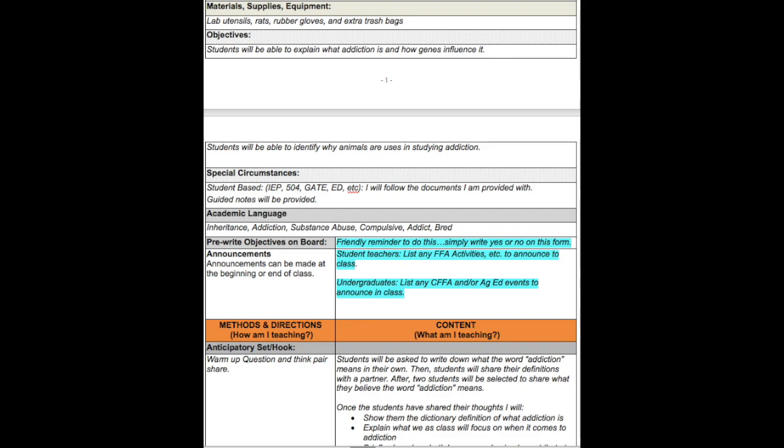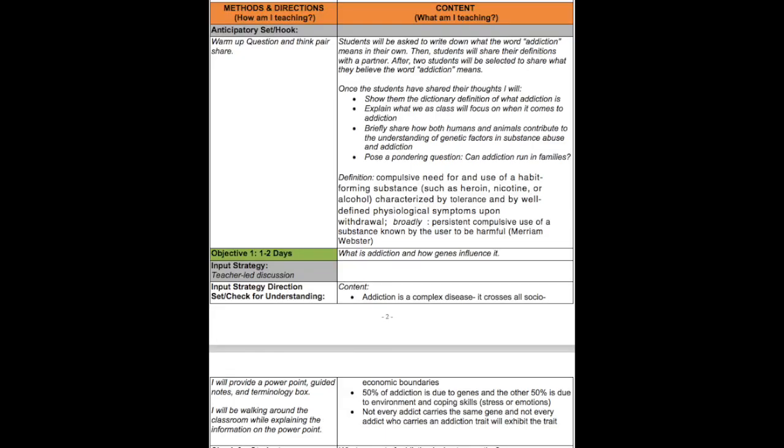After students share, I will further build off those thoughts to create that bridge into the lesson. I will show them the dictionary definition of what addiction is, explain what the class will focus on when it comes to addiction, and I will briefly share about how both humans and animals contribute to the understanding of genetic factors in substance abuse and addiction. Then I will pose a pondering question: can addiction run in families?